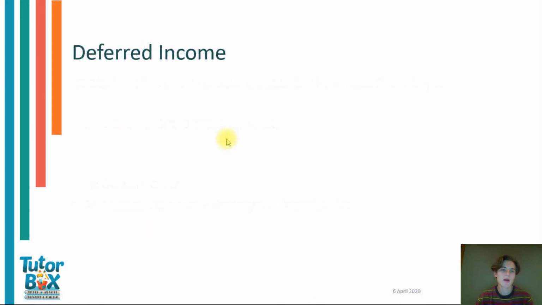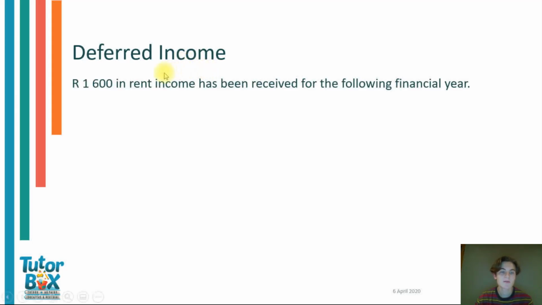Okay, so let's have a look at a deferred income example. Deferred income is income that we have received in advance. So the adjustment relating to this says 1,600 Rand in rent income has been received for the following financial year. So what does this mean? This means that we have received 1,600 Rand in rent income, but that this income is only for next year, and we are at the end of this year currently, or at the end of the current financial year.